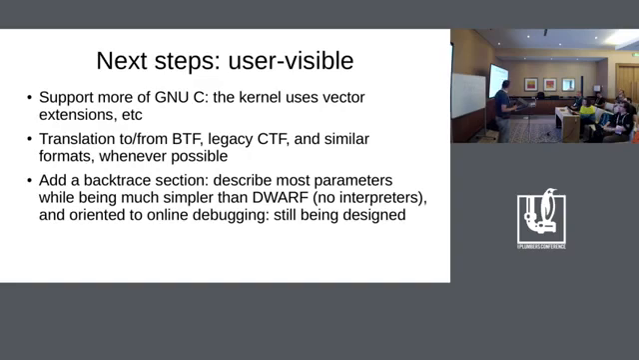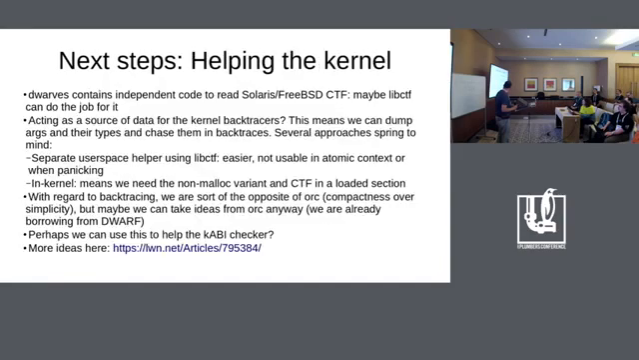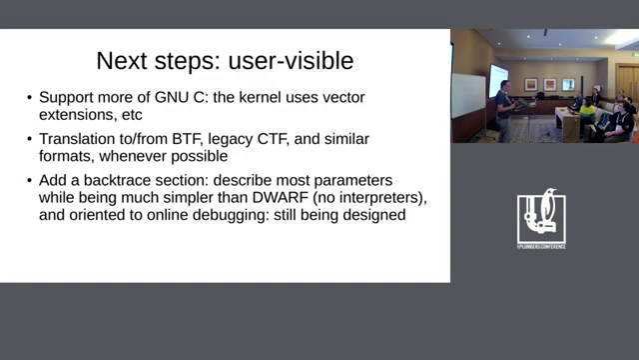I want to be able to translate in all directions. We want a backtrace section, but it's not really designed. So we'd like to take from everything, DWARF and ORC. I'd like it to be simpler than DWARF. No interpreters, thank you. I hope we can describe most things without needing that complexity. I'd like to be oriented toward online debugging, and I think I say in a couple of pages later, yes, that we almost have the opposite view of ORC.